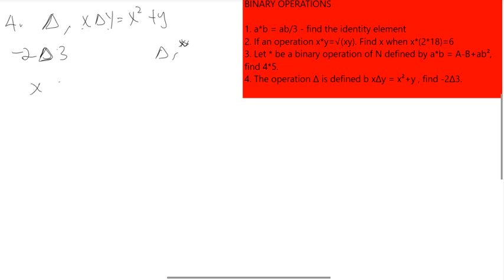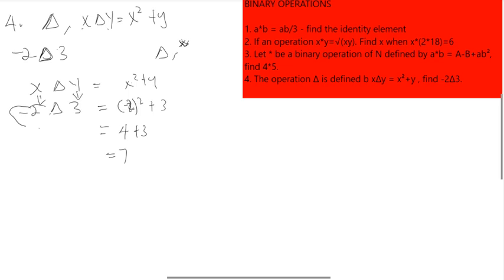It looks something like this. We have x delta y, then we have minus 2 delta 3. This represents this and this represents this. If this is equal to x squared plus y, it means that this will be equal to minus 2 squared plus 3. Remember, I put my minus inside the bracket. Don't make the mistake of putting it outside, because everything here is x, and x is squared. So minus 2 squared gives us 4, plus 3, and this is 7. Very easy, and that is your answer.